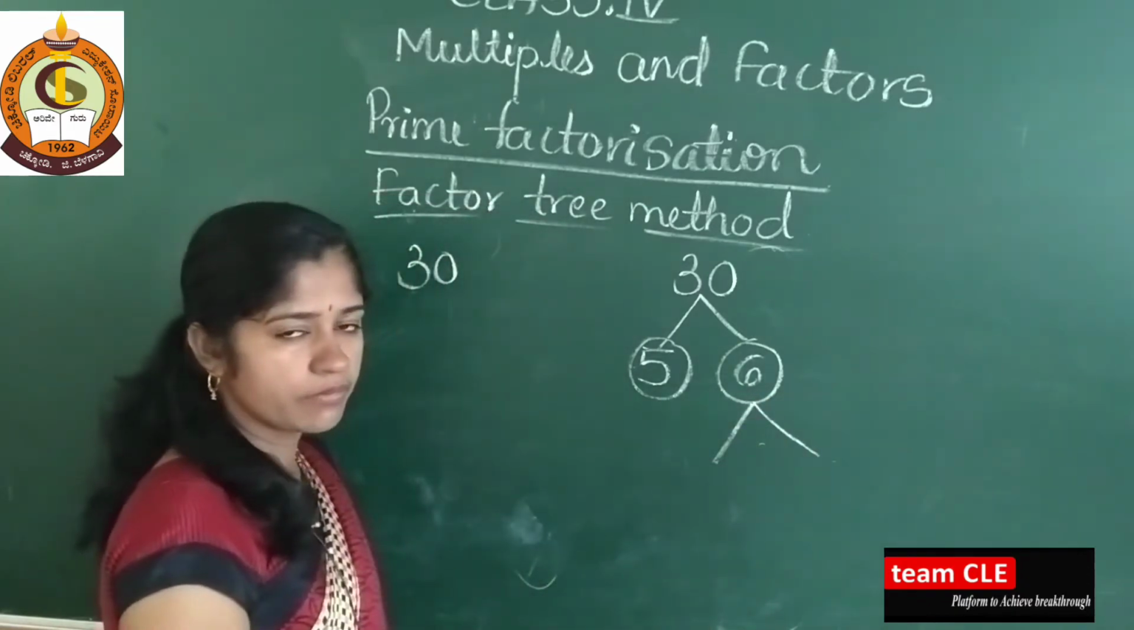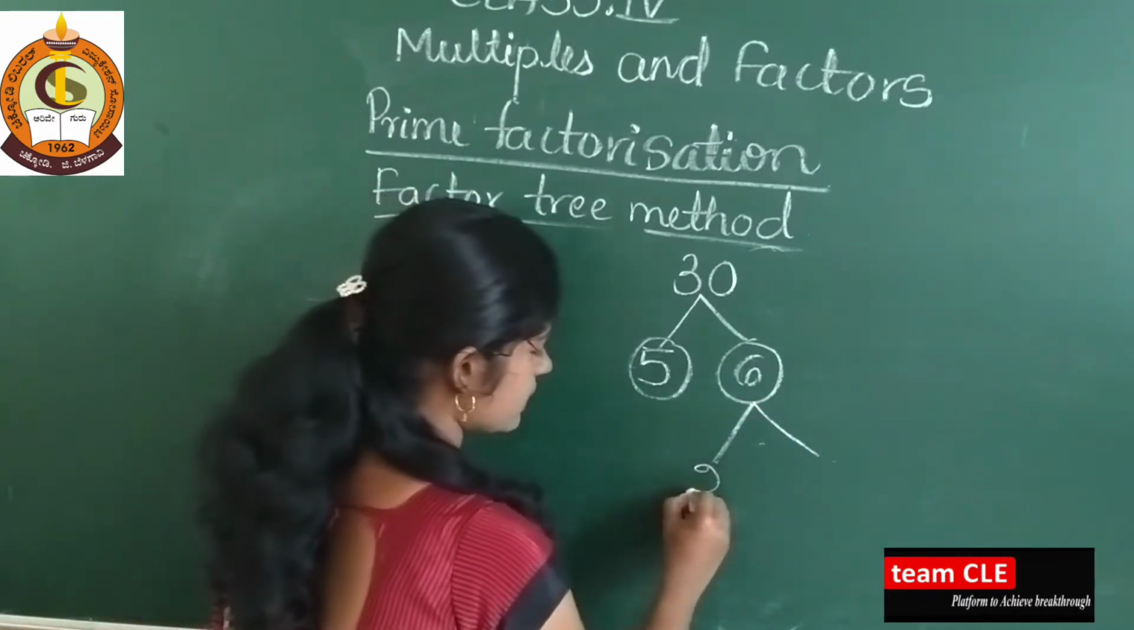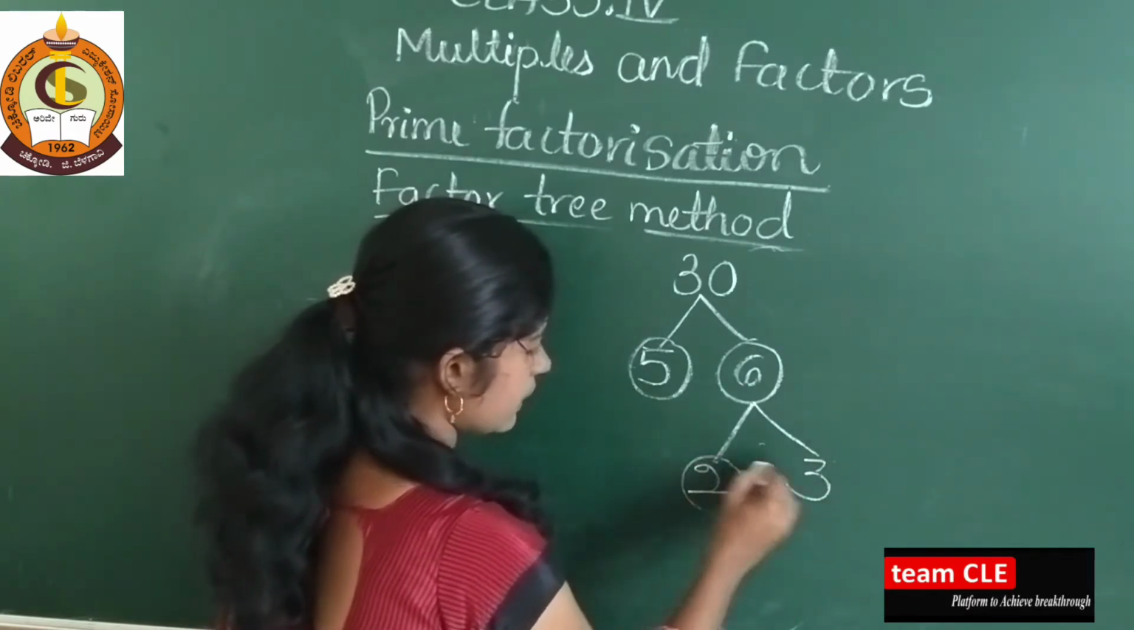Tell me, in which table is 6 there? It is there in the 2 ones table. So write here 2 threes are 6.